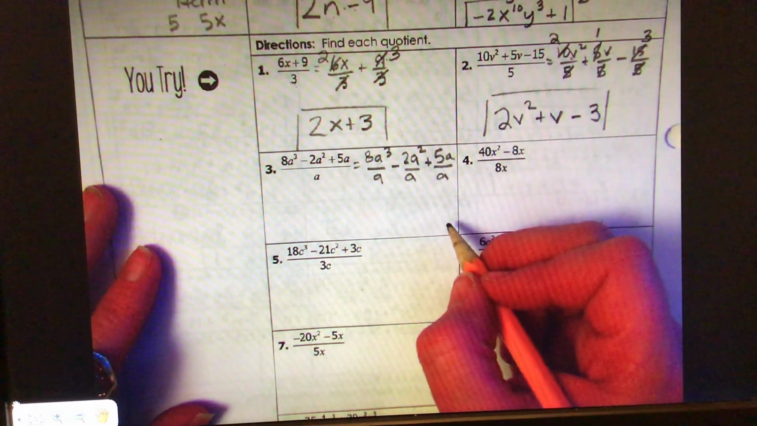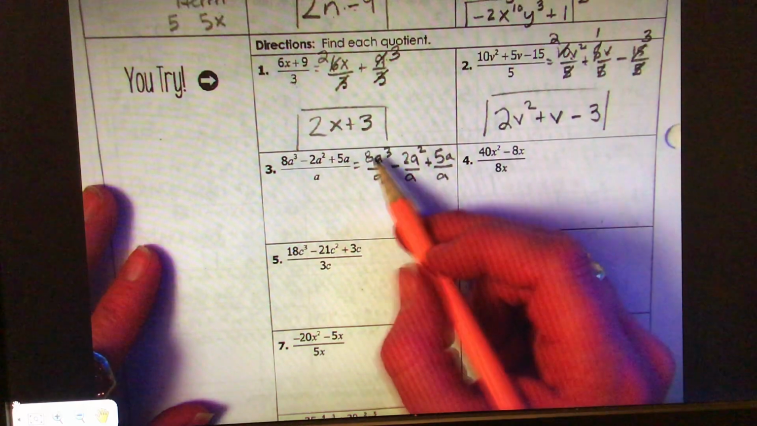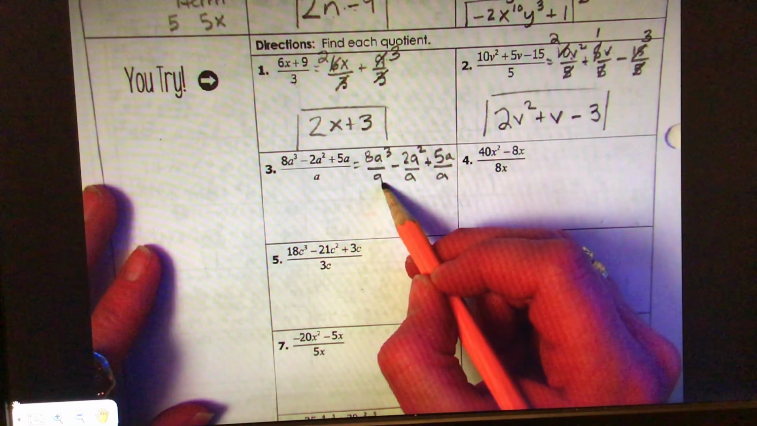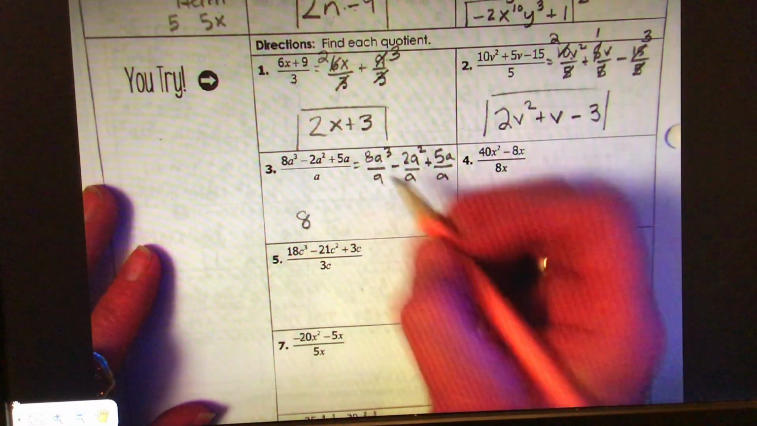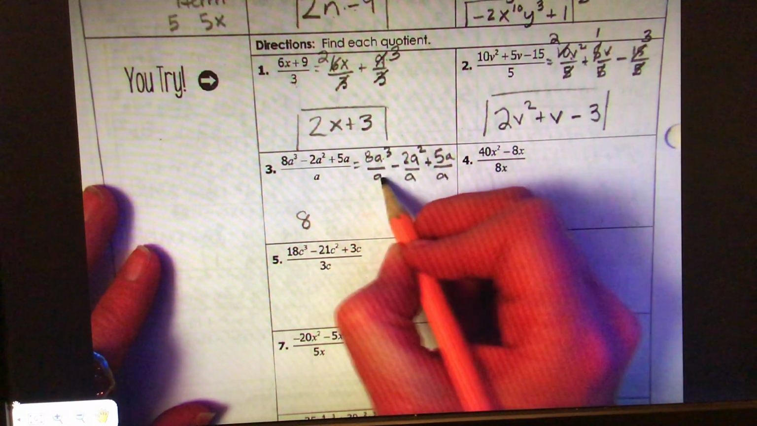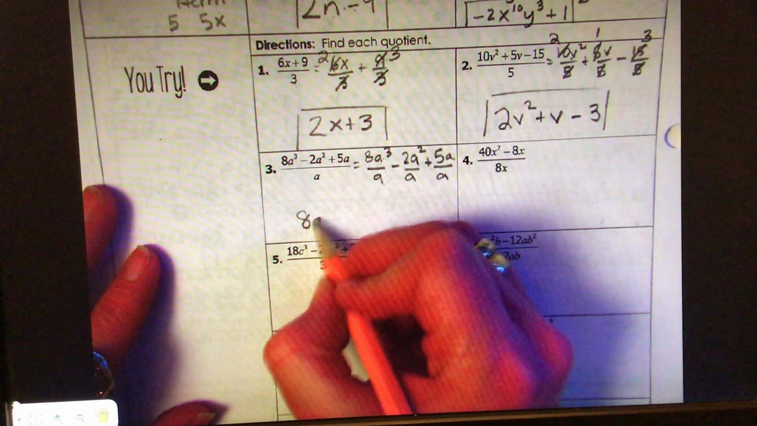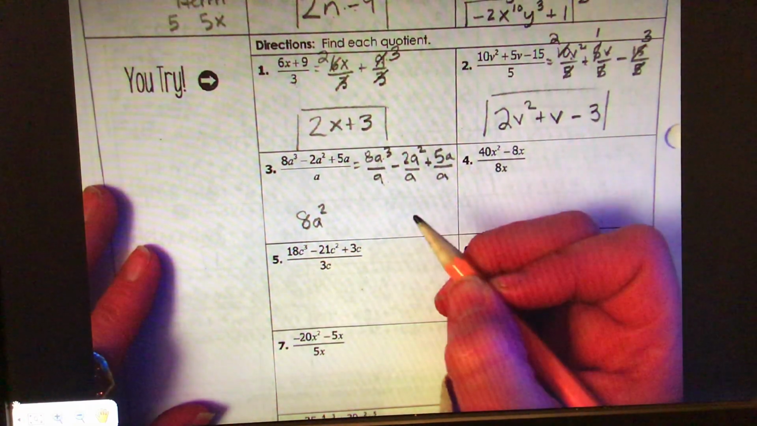I rewrote them, so let's do it. So you can start anywhere. Let's just start from the first one. Well, 8 over 1, if you think about it, is all just 8, right? And then I have a cubed minus a linear a. So 3 minus 1 is 2. So 8a squared. I tended to that.